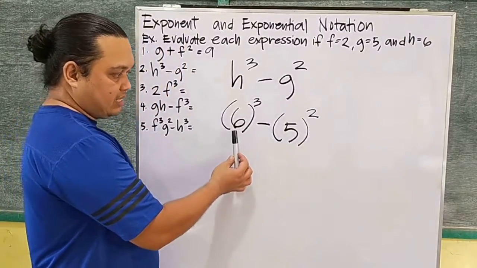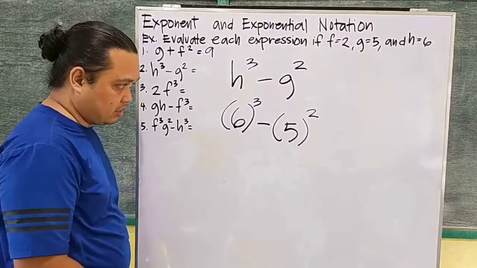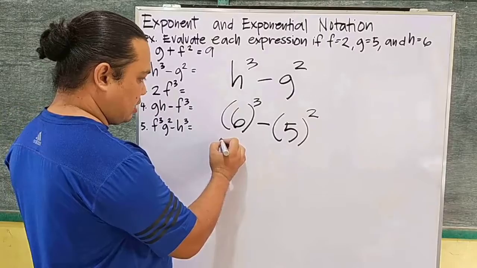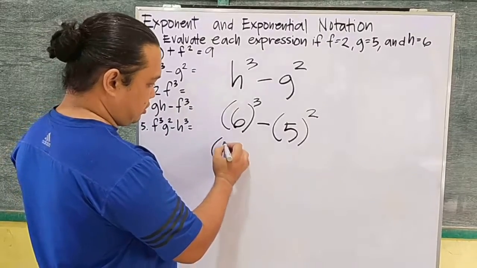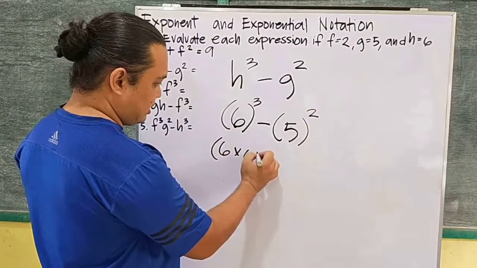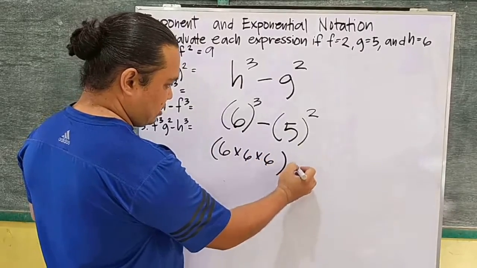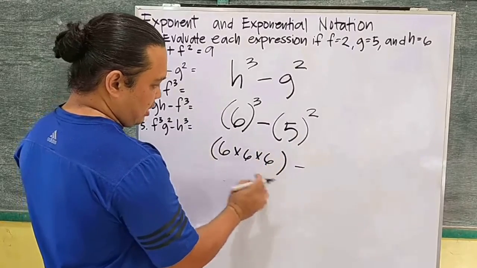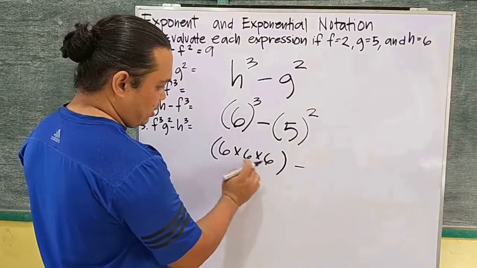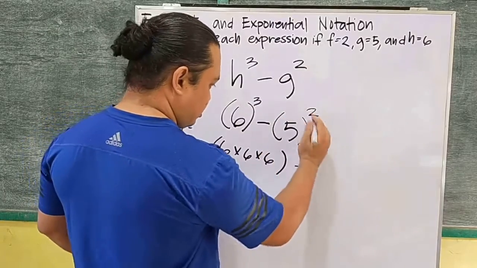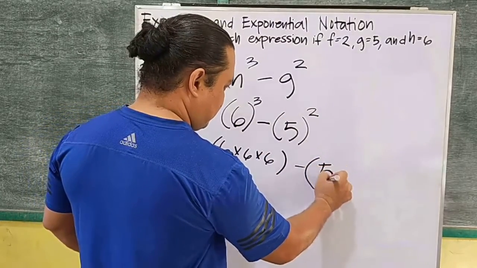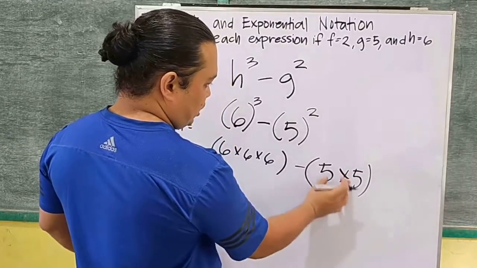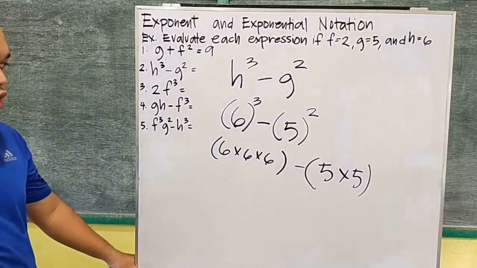So we are going to multiply 6 by itself 3 times. Let's write this first: 6 times 6 times 6. So 6 multiplied by itself 3 times. 6 is the base, 3 is our power or exponent. 5 here is multiplied by itself 2 times: 5 times 5. 5 is the base, 2 is our exponent or power.